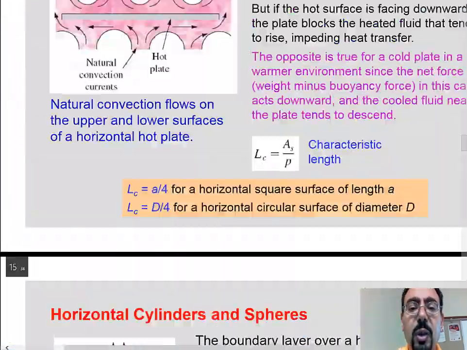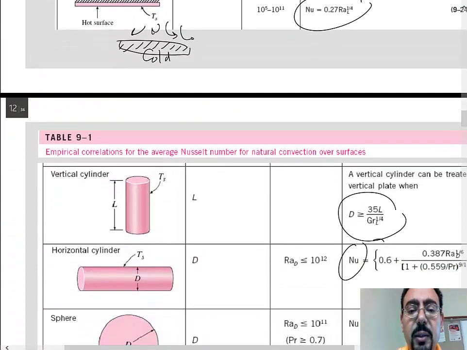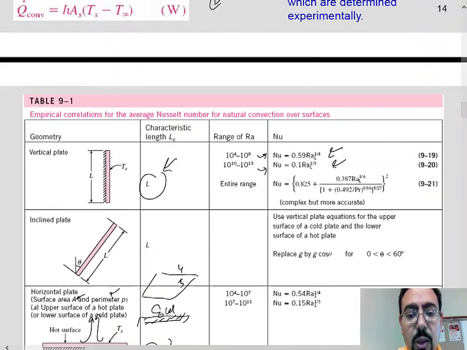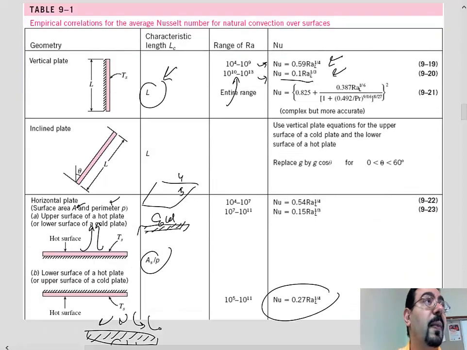So when you go to the table for a flat plate, you have 10 to the power 4 to 10 to the power 9, and you have 10 to the power 10 to 10 to the power 13. So we are here, right? We are at 10 to the power 12. So we have to use this one, 0.1 Rayleigh to the power 1/3. If the Rayleigh number was smaller, we would have used this one. Okay?